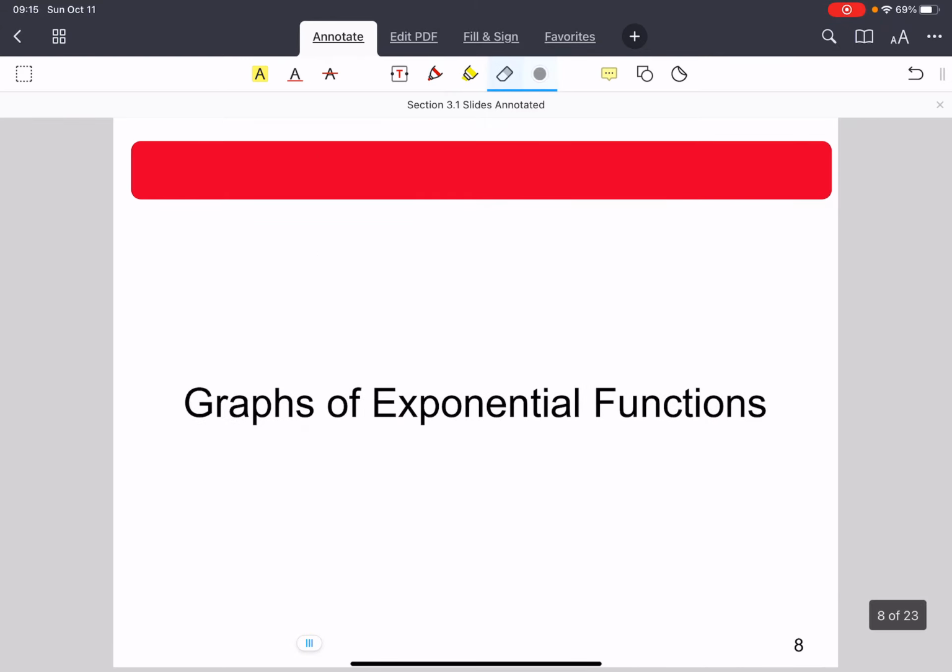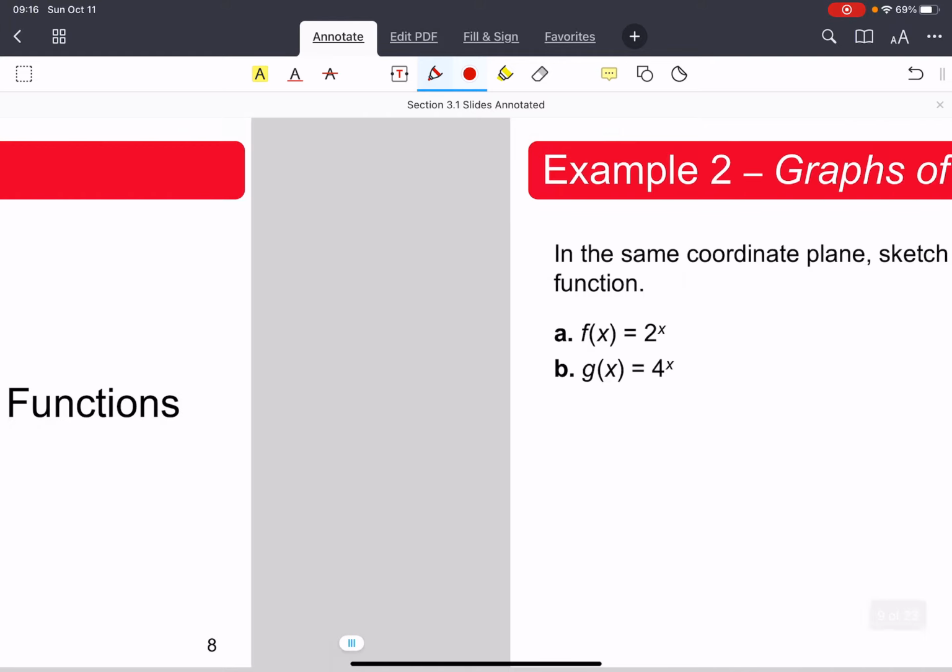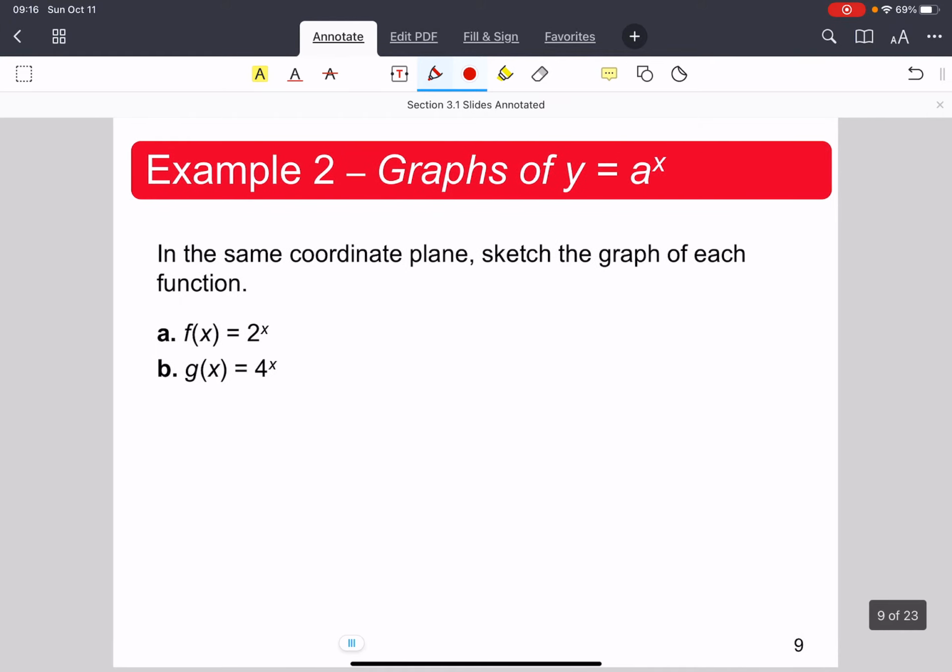All right, next thing we're going to do is we're interested in graphs of exponential functions. So we're going to examine graphs of exponential functions. So here in this example, I'm going to take a look at two graphs, f of x equals 2 to the x and g of x equals 4 to the x.